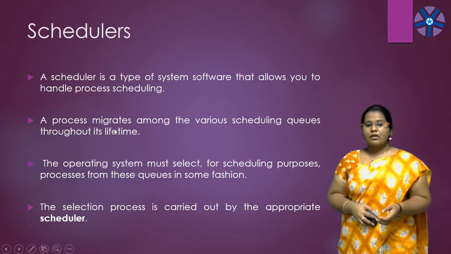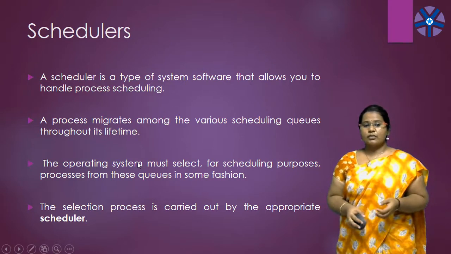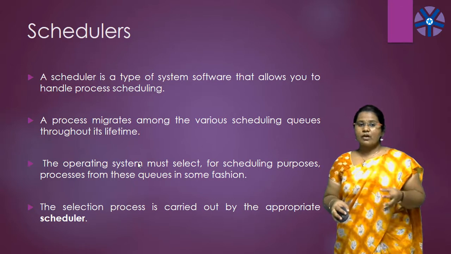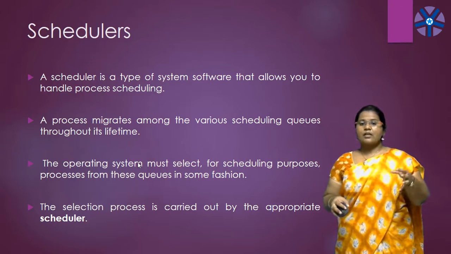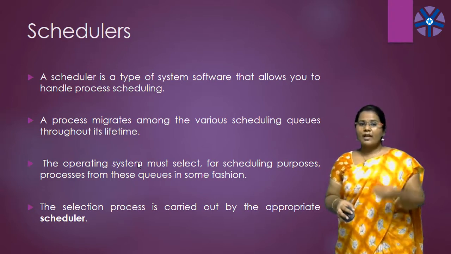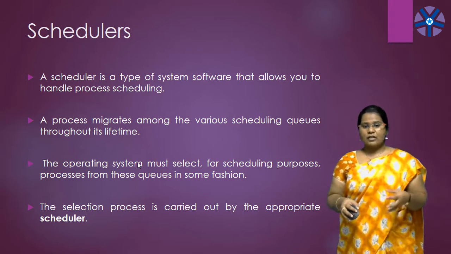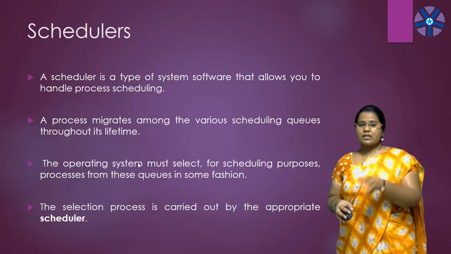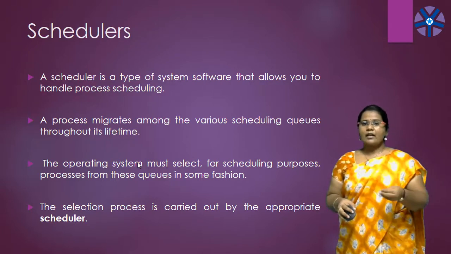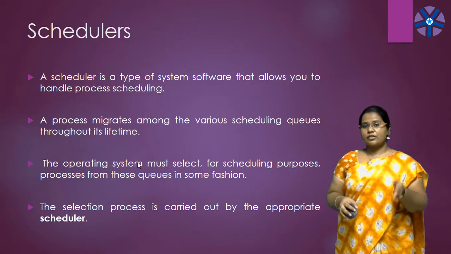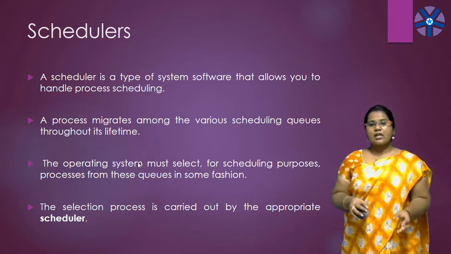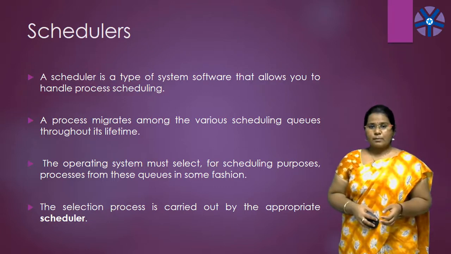A process migrates among various scheduling queues throughout its lifetime. So throughout its execution, the process will be moving about all these scheduling queues. The operating system will select the processes that are present in the scheduling queues, and this scheduler will select the processes present in the scheduling queues and allocate them to the CPU.